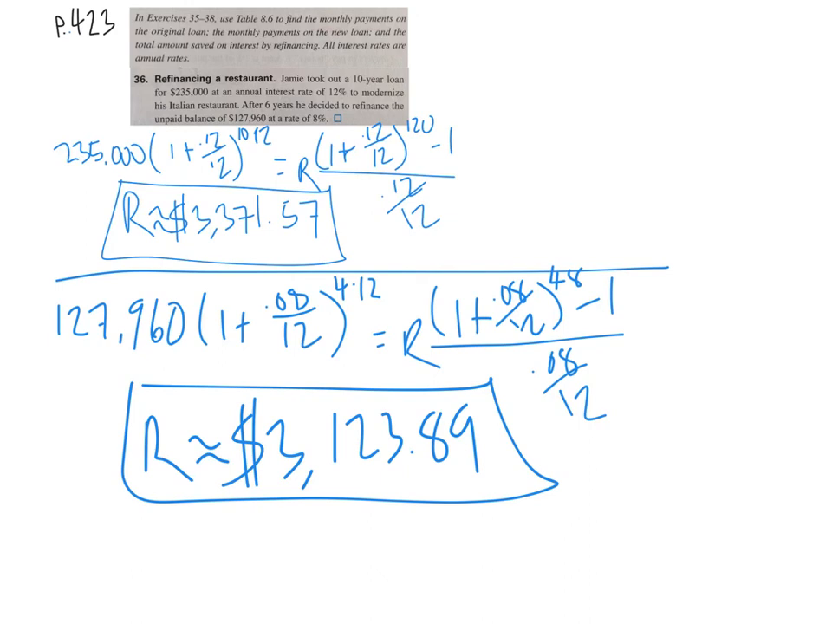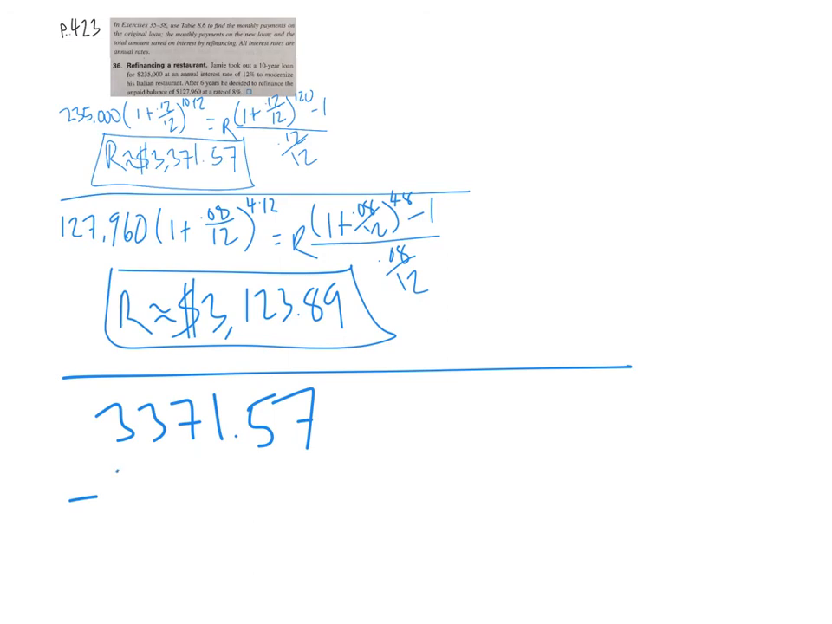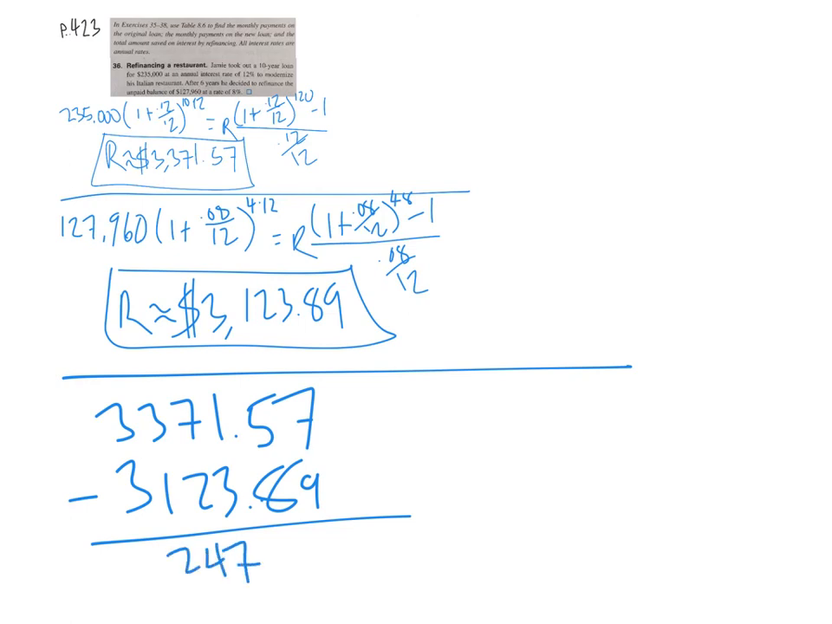Well, we pretty much just said it, right? If we subtract these two monthly payments, you'll find out how much you're saving per month. And then if you multiply that by 48, which is the number of months you have left, that should be how much you're saving. So let's do that. We'll take our 3371.57 and subtract off 3123.89. And I got 247.68. That's how much you save per month.